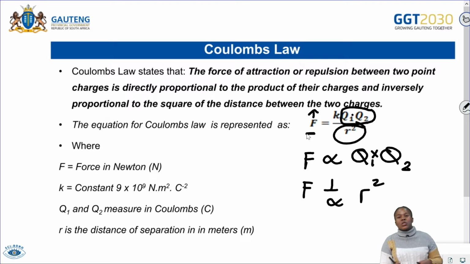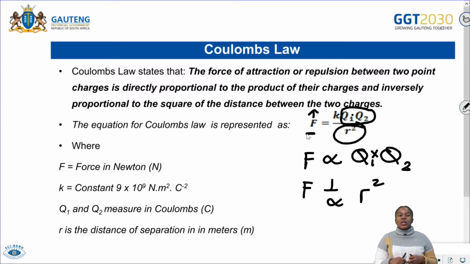And then K is your Coulomb constant, meaning that it will be given to you in your question paper. It is a constant, it does not change. It is always 9 times 10 to the power of 9 newtons per meter squared per coulomb squared.